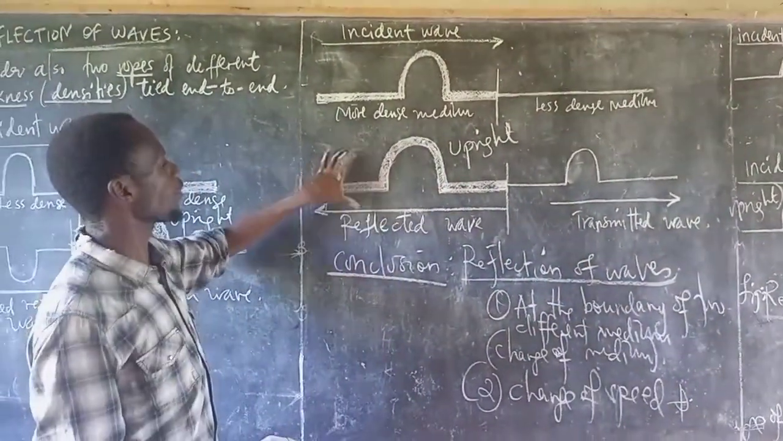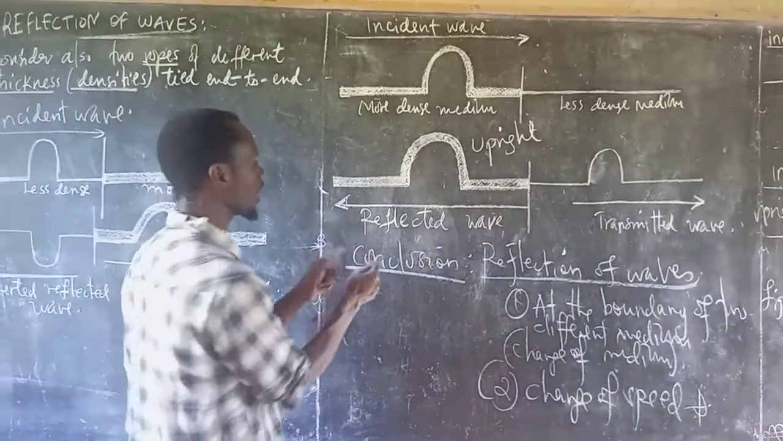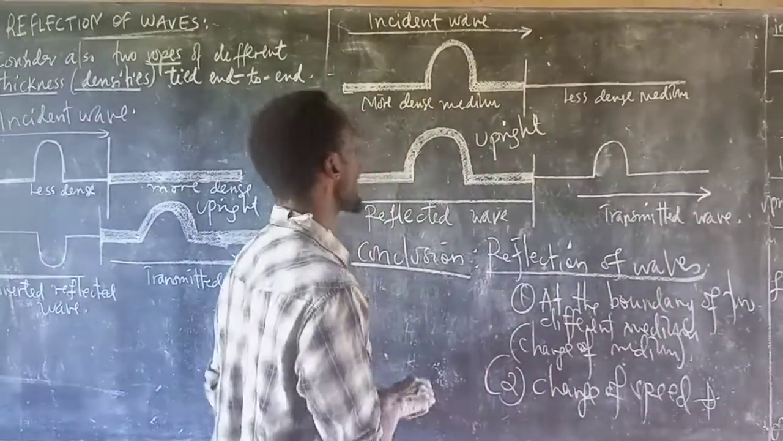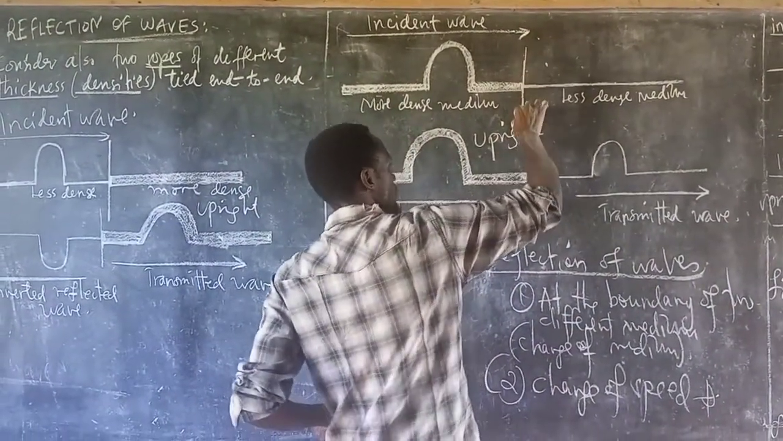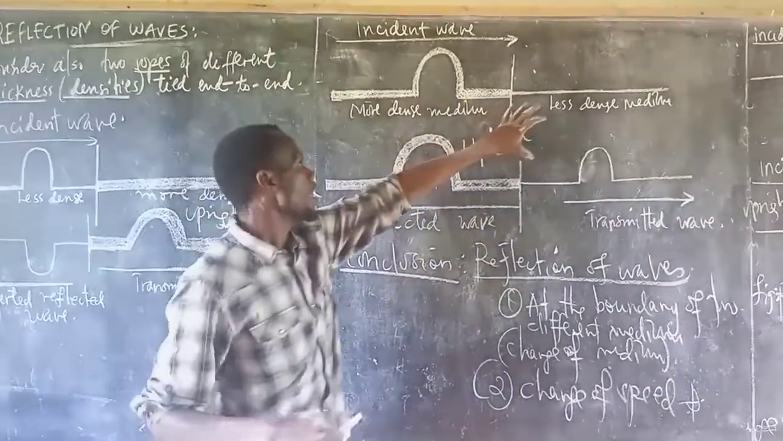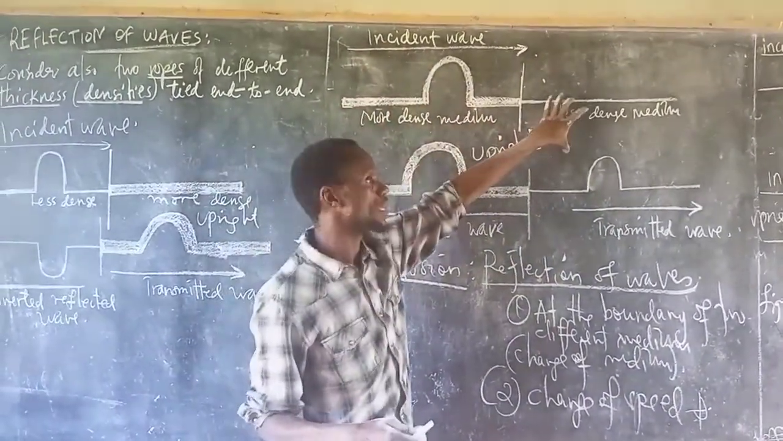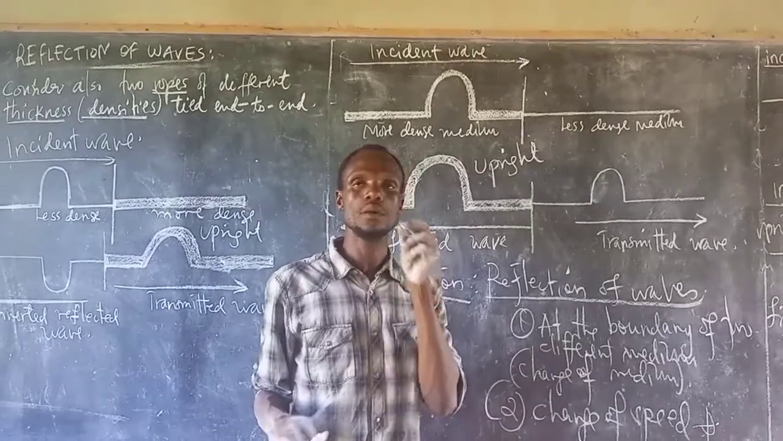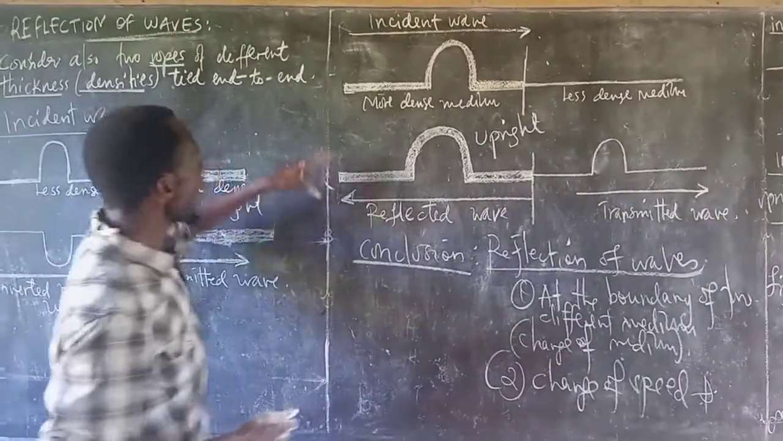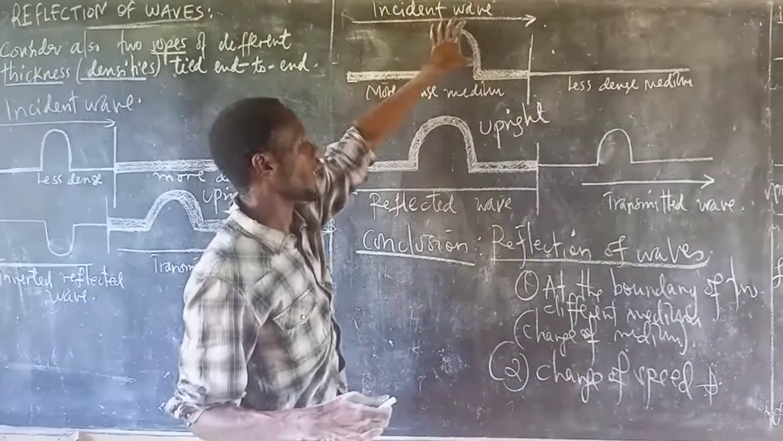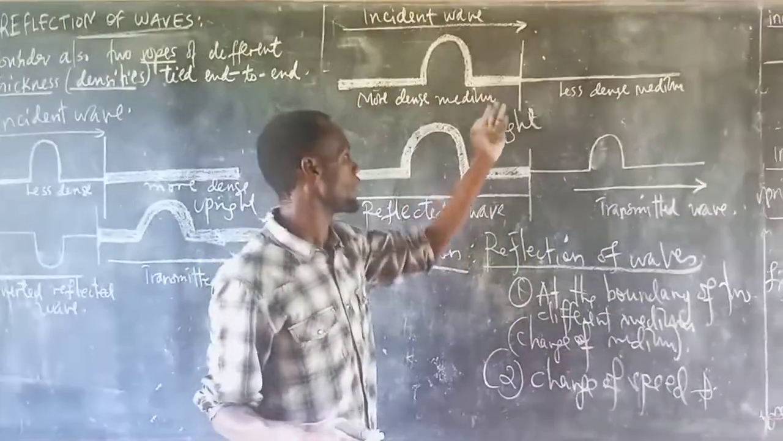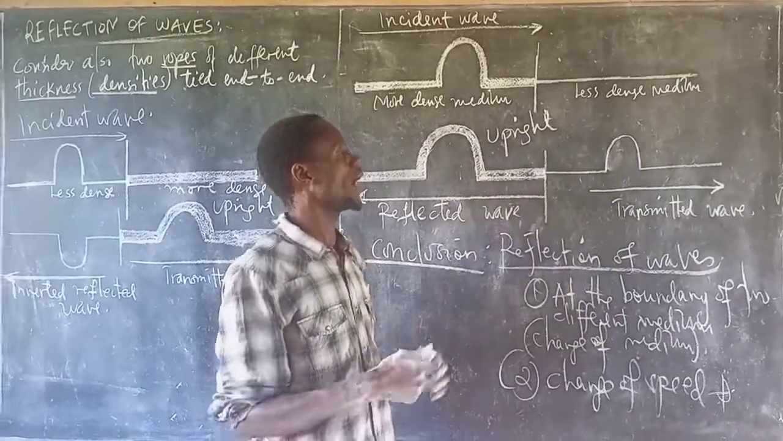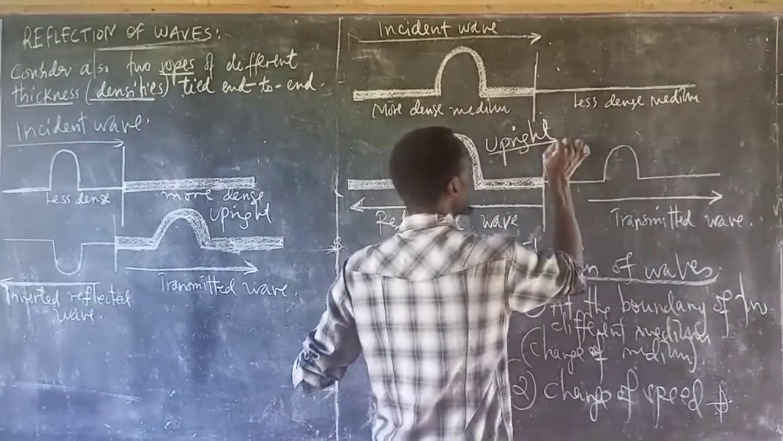And this is the vivid example that shows us that there is a reflection of waves once they meet a different medium. And this happens at the boundary of the two mediums. You may consider these as two loops, but they are not only two loops. These two loops of different densities represent the two mediums of different densities. Once the incident wave comes from the more dense medium, the transmitted wave and the reflected wave are not inverted.